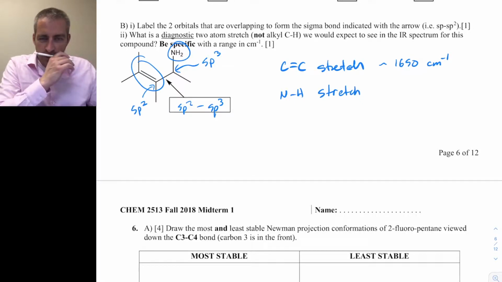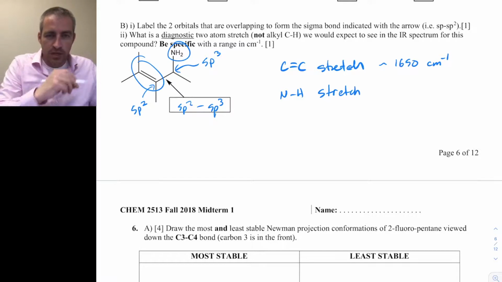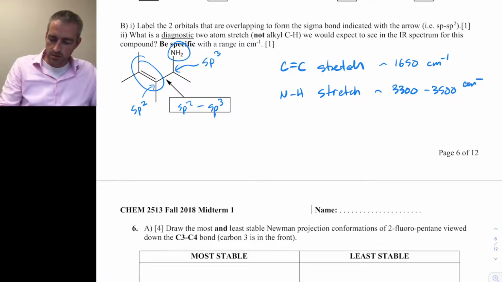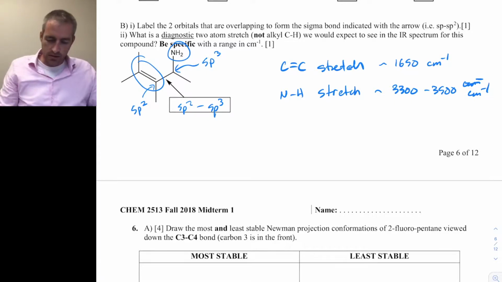So an amine, it comes up on the left-hand side of the spectrum. And look at that, our table gives an amine stretch at 3300 to 3500 reciprocal centimeters. Great.